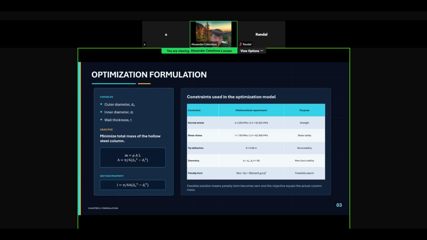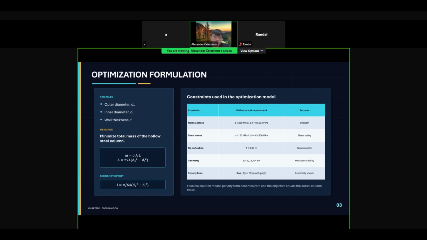Several structural constraints are included in the optimization model. This includes the allowable normal stress, allowable shear stress, maximum tip deflection, and geometric requirements to ensure the tube can be manufactured safely.